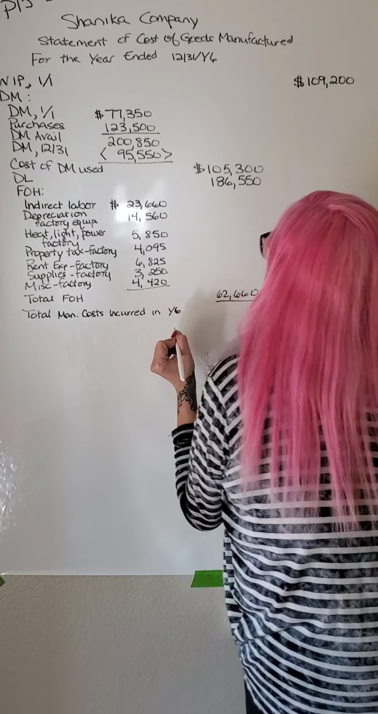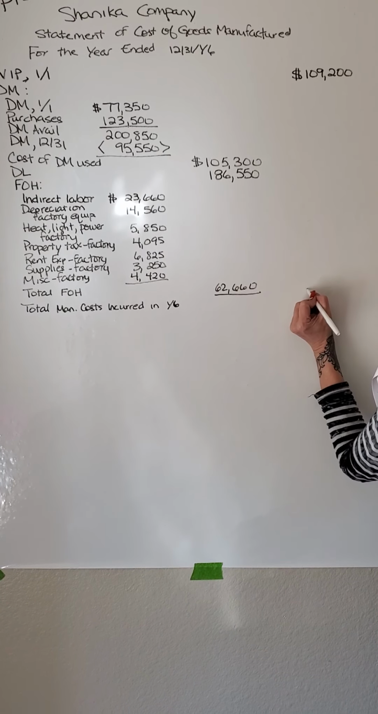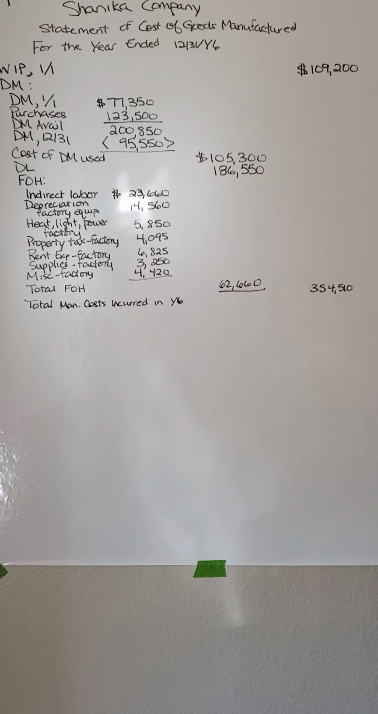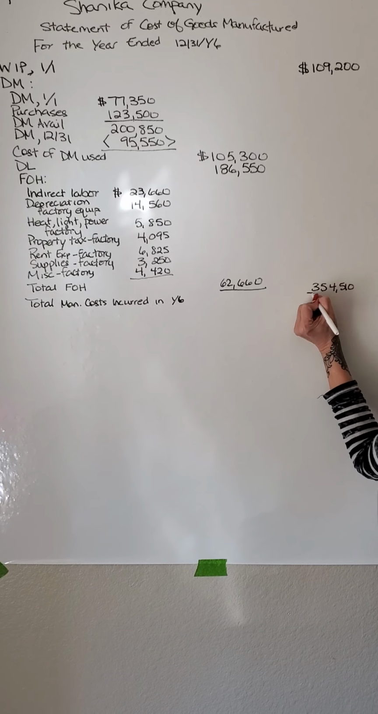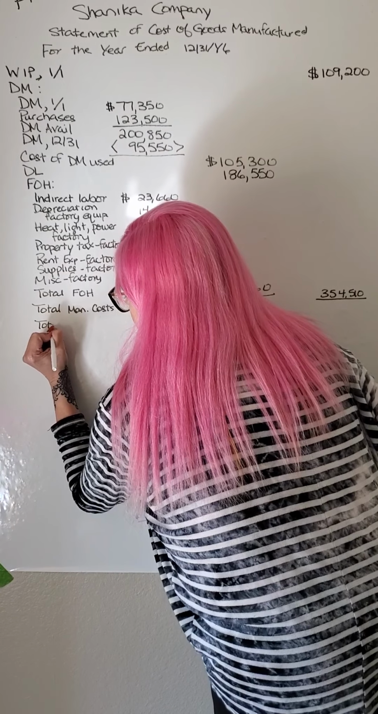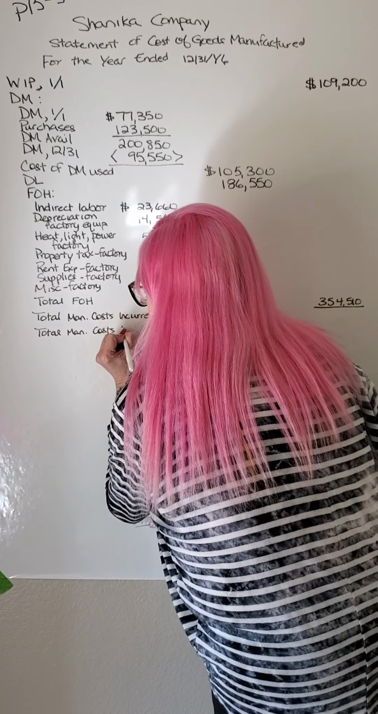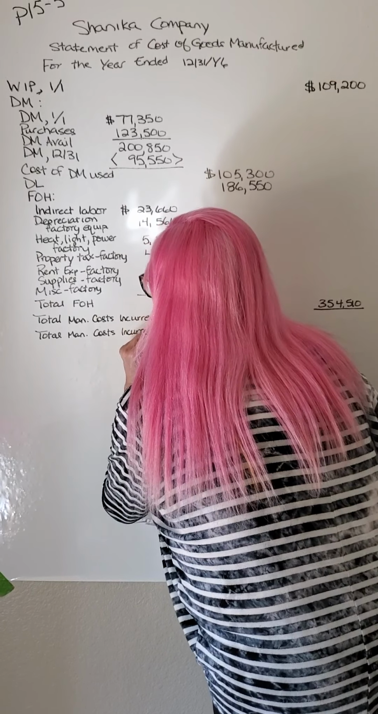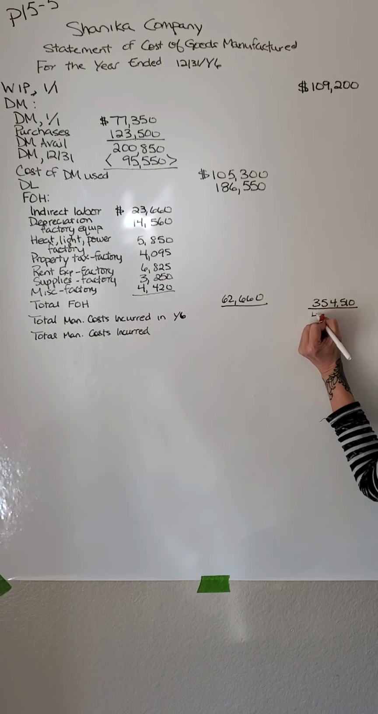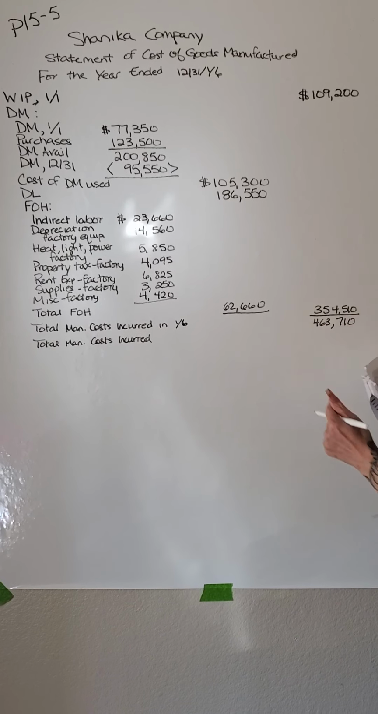Or I'm sorry, Y6. Add those three together and it comes out to $354,510. And then we're going to add those two together and that's going to give us our total manufacturing costs. So we want to have that subheading so we can see what we got this year as opposed to what the impact was from our carryover in work in process.